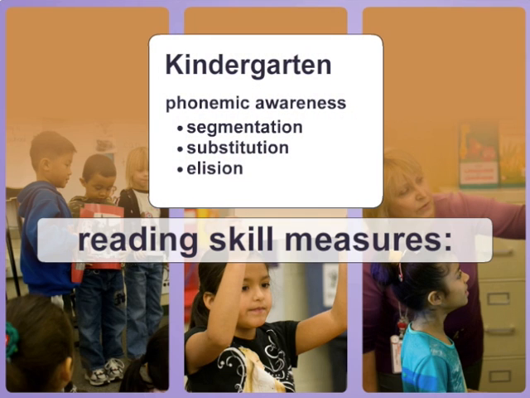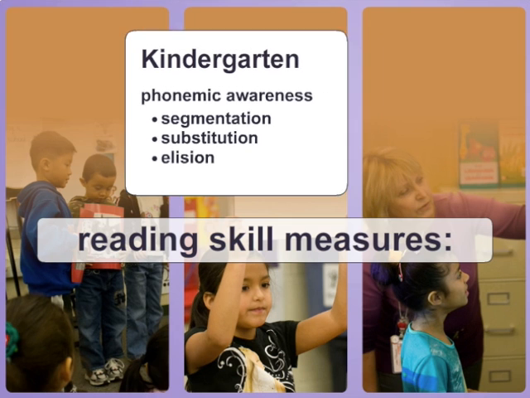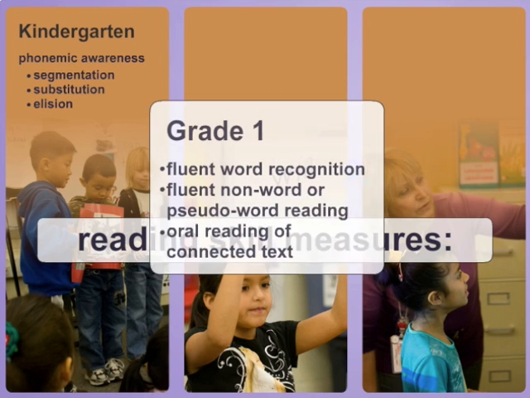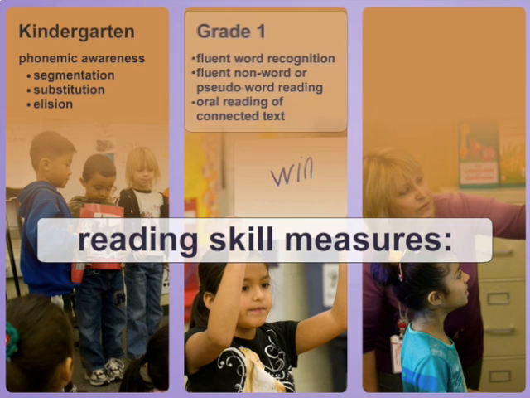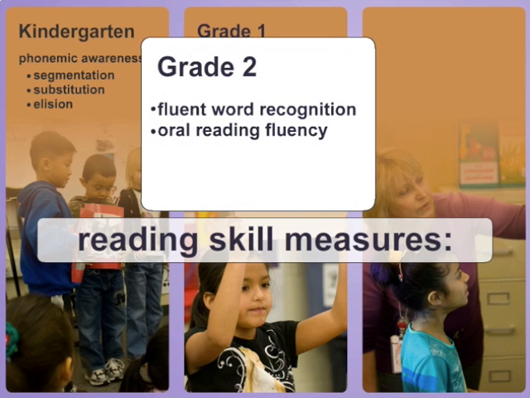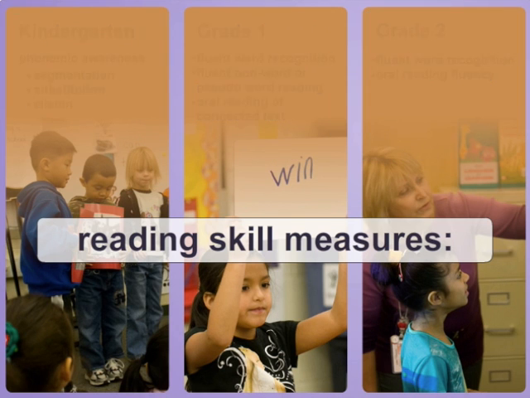In kindergarten, assessment should focus on phonemic awareness skills, especially segmentation and substitution or elision. Students in first grade should demonstrate fluency with word recognition, non-word or pseudo-word reading, and oral reading of connected text. In second grade, mastery in the areas of fluent word recognition and oral reading fluency becomes critical.